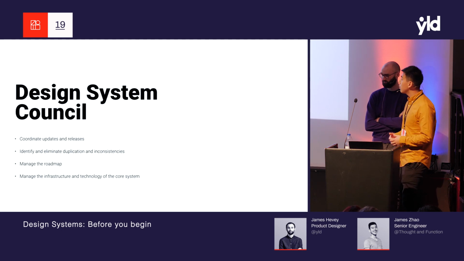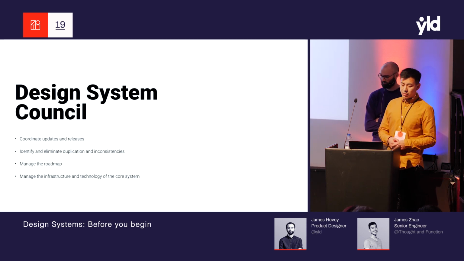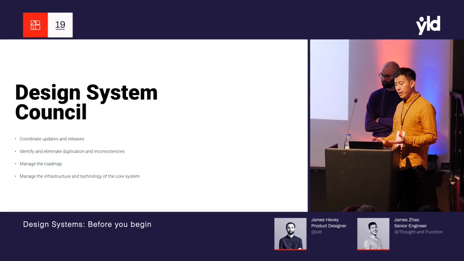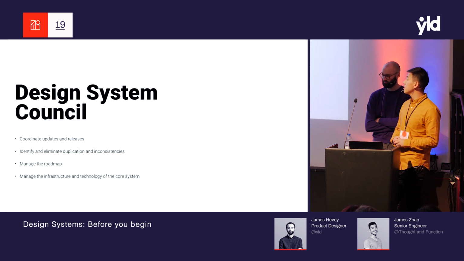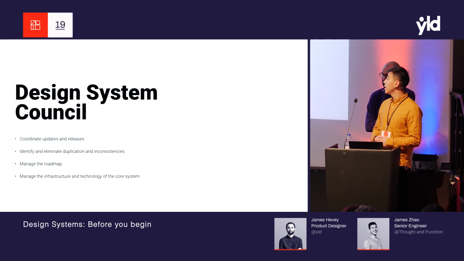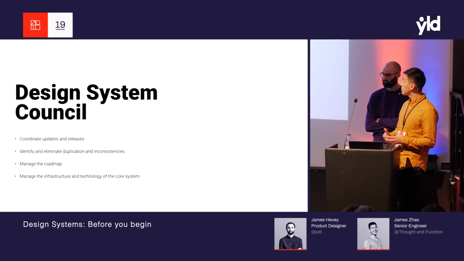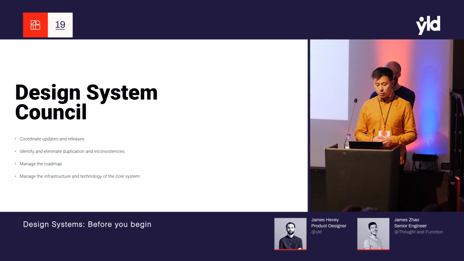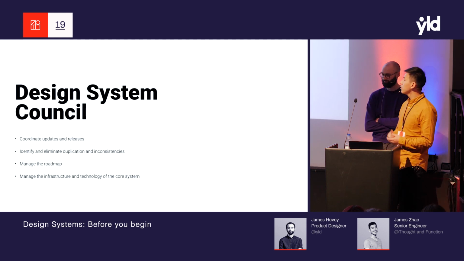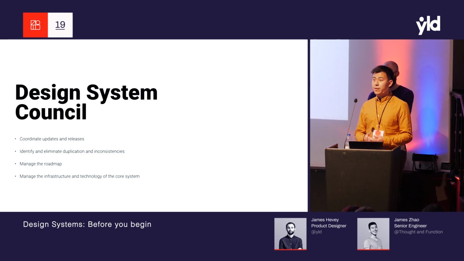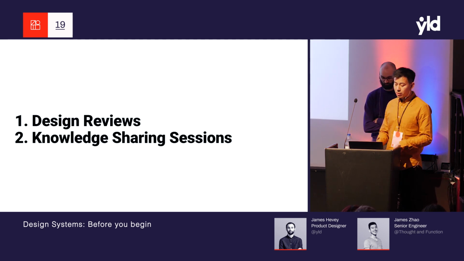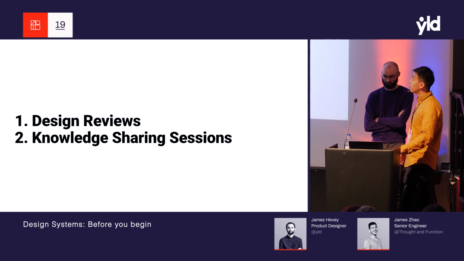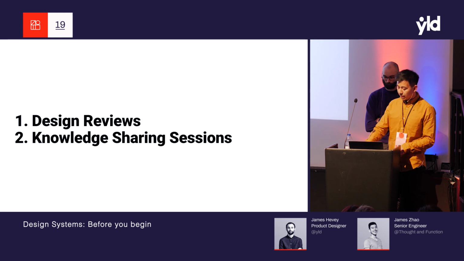So they're there to help coordinate updates and releases, identify and eliminate any duplications or inconsistencies earlier on in the process, manage the roadmap of the actual design system project, and also manage the infrastructure and technology of the core system. And in order to fulfill these responsibilities, we need some new events to be integrated into our current process. For us, that was done in the form of design reviews and knowledge sharing sessions.